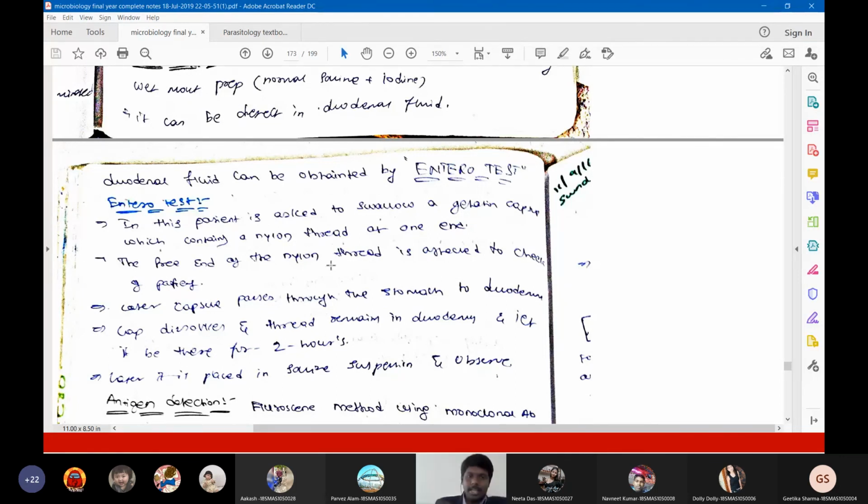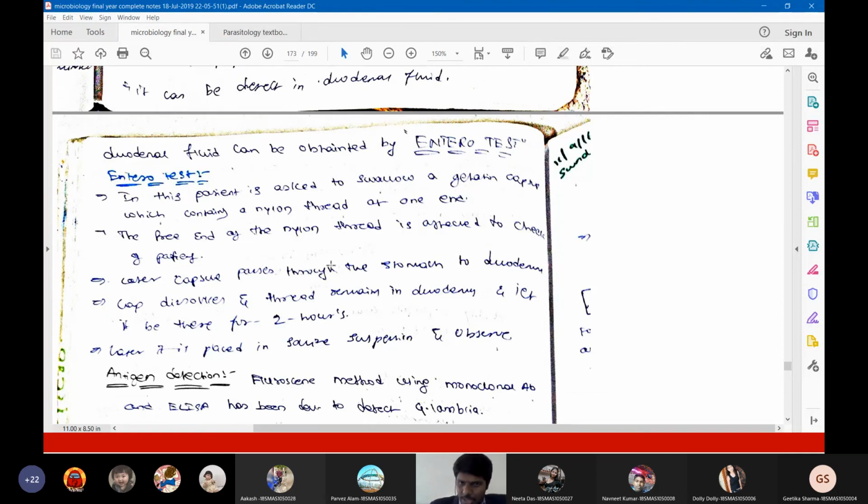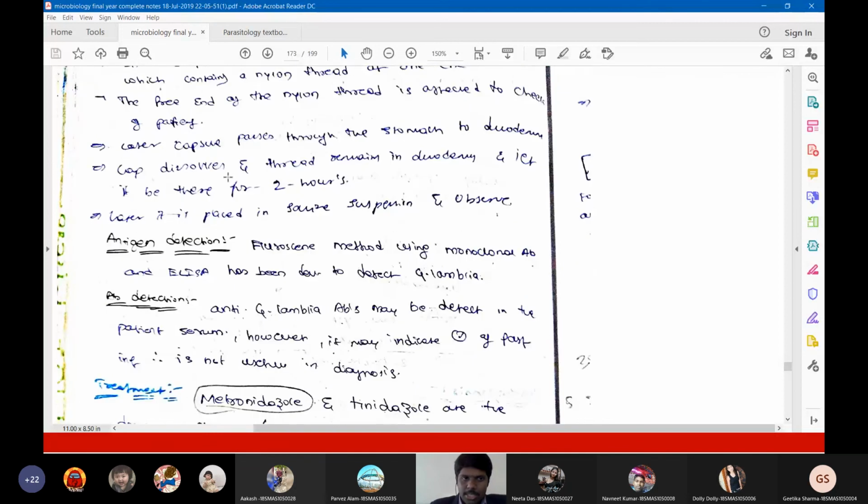So after engulfing this nylon capsule, we will wait for 2 hours. After 2 hours, we will suspend this capsule in a saline test tube, and we will go for detection of the trophozoite in the sample. So this is all about the Entero test. Then antigen can be detected by immunofluorescence test, or antibodies can be detected by serological test.